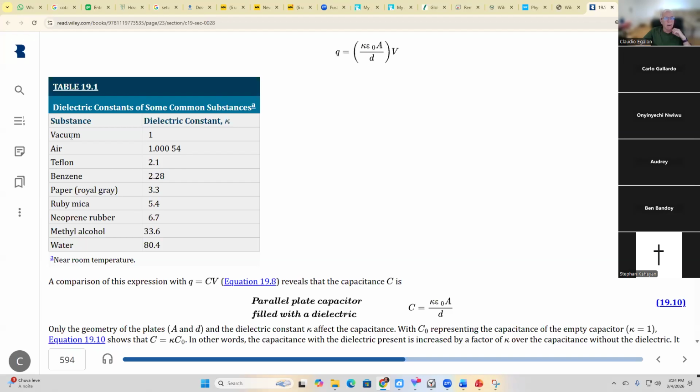Okay? The electrical properties of the air, the dielectric properties of the air, are very similar to the dielectric properties of the vacuum.